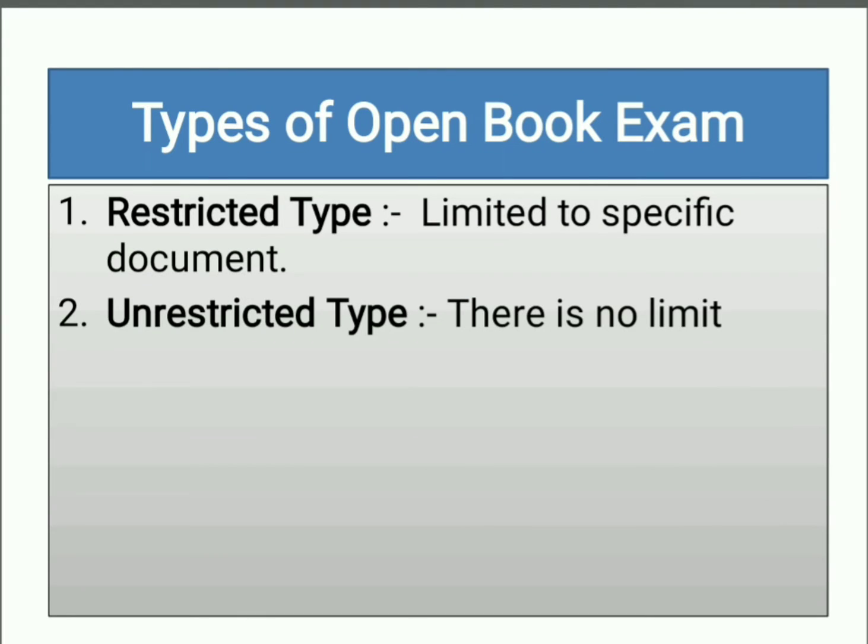Types of open book examination. First, restricted type. Restricted exam material is limited to specific documents such as a single set of notes or a single textbook. Second, unrestricted type. There is no limit on what can be brought into the exam room, or it may be a take home test. Make sure you know if your exam is restricted or unrestricted before taking the test.